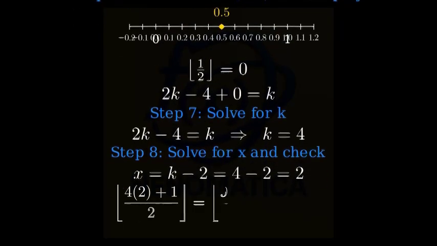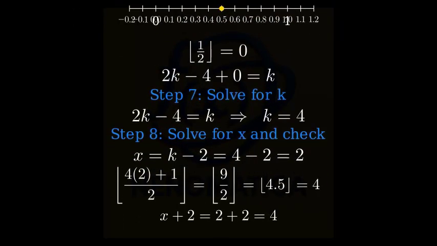Finally, check the solution in the original equation. Floor of (4 times 2 plus 1 over 2) equals floor of 9 over 2, which is floor of 4.5, equal to 4, and the right side x plus 2 is also 4. The solution checks.